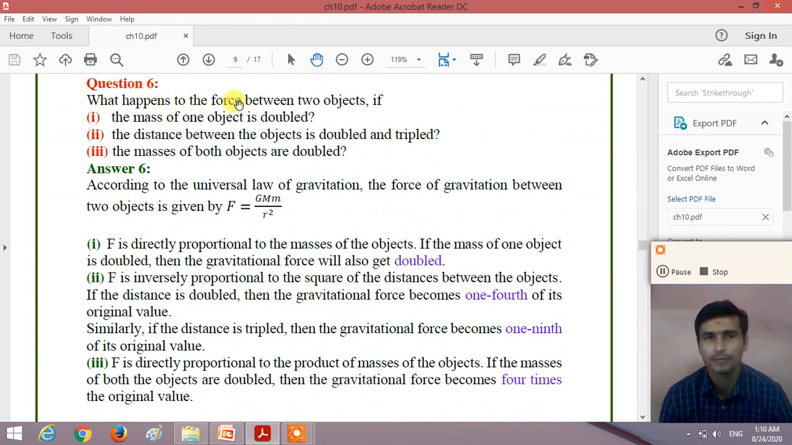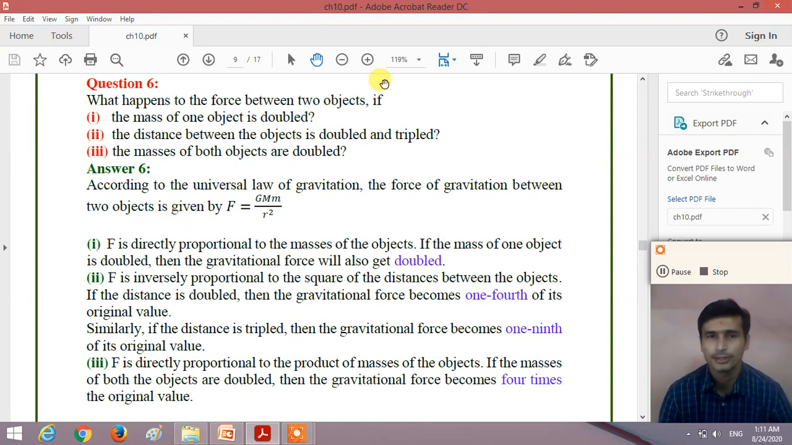What happens to the force between two objects if the mass of one object is doubled? If the distance between the objects is doubled and tripled? And if the mass of both the objects is doubled? Now, according to Newton's universal law of gravitation, the force acting between two objects is directly proportional to the product of their masses and inversely proportional to the square of the distance between them.